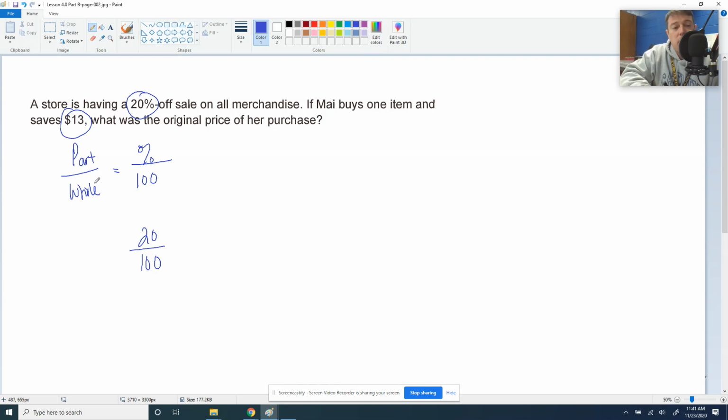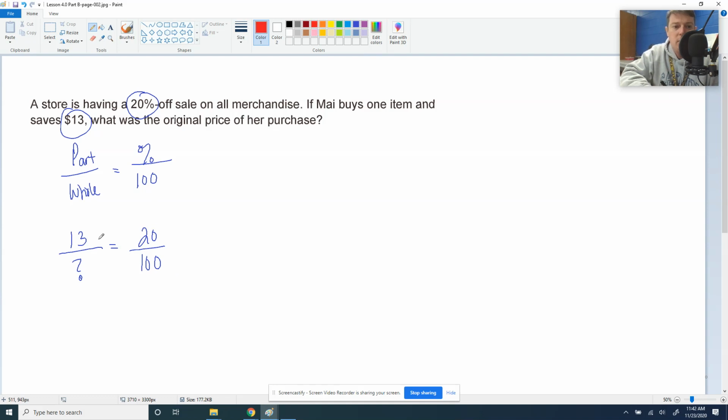The whole price is what we're trying to find. So we're going to put 13 as our part, and we don't know what the bottom number is going to be, right? So that makes that a little complicated to find. Now, if you looked at that anchor chart that I had before, there's a strategy where you can cross multiply and divide to find the answer. All right, which is a perfectly good strategy.